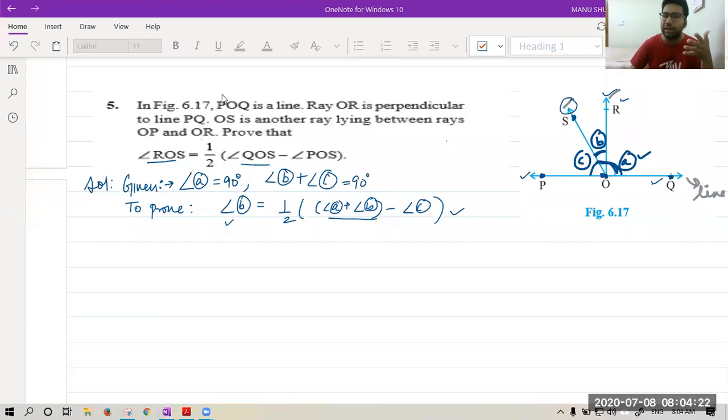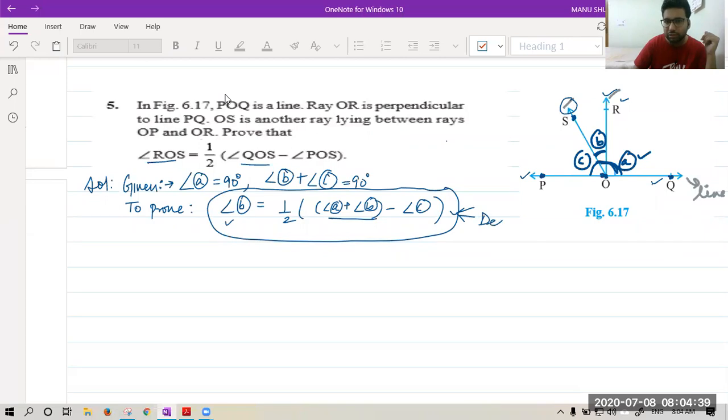Now, we have to understand the to-prove statement. The to-prove statement is a relation between angle B, angle A and angle C. Nothing else is there. This is our destination. Our destination has A, B and C. That's it. It is not having any angle like 90 degrees or 180 degrees. This is the first observation done by me. Now let's start.